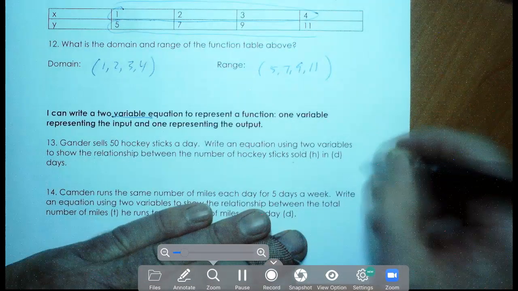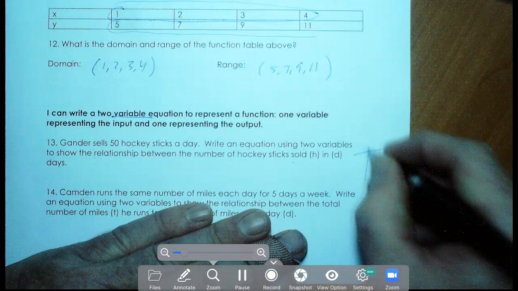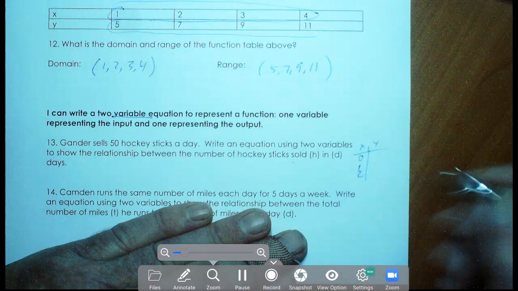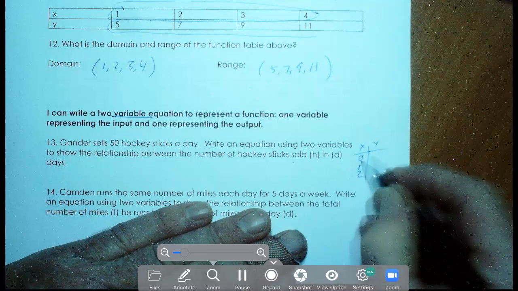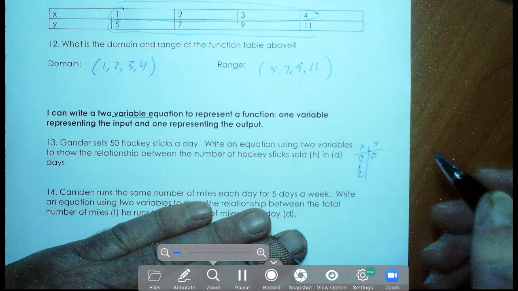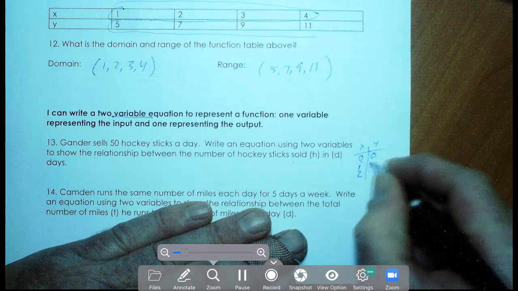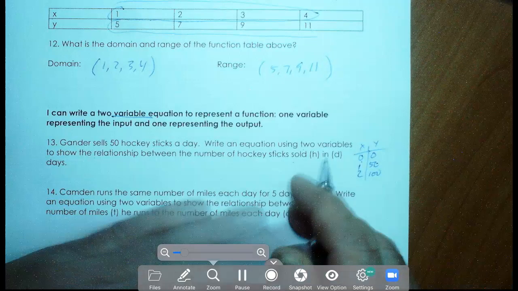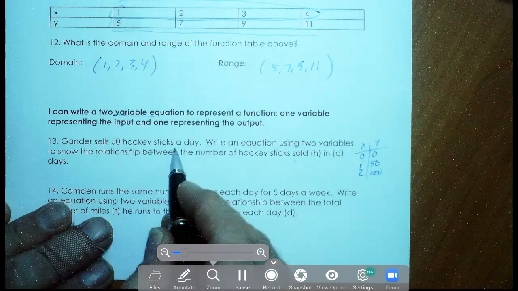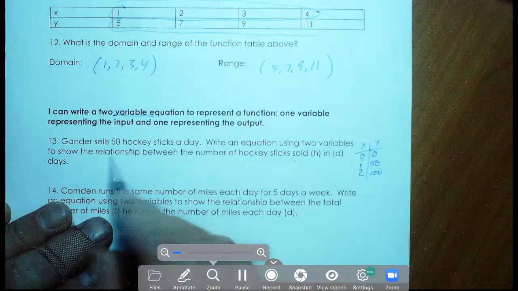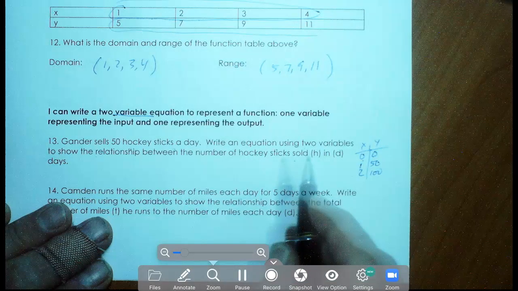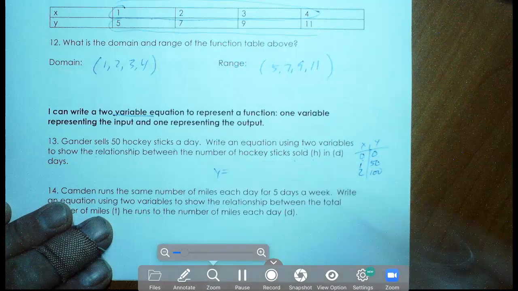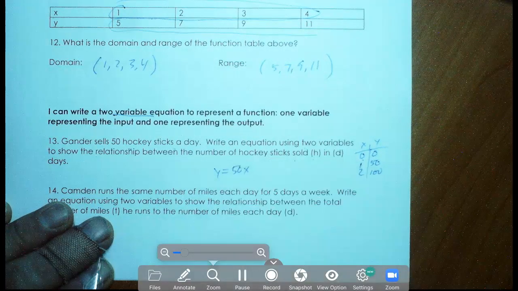So what I usually do on these is I make a little XY table, because I'm really good at XY tables. So 0, 1, and 2 I'm going to use. So in 0 days, 0 hockey sticks, right? 1 day, 50 hockey sticks. 2 days, 100, and so on, right? Let's double check it. 50 hockey sticks a day. Write an equation using two variables to show the relationship between the number of hockey sticks, H, and D days. So really, my Y here is equal to 50 times the X.